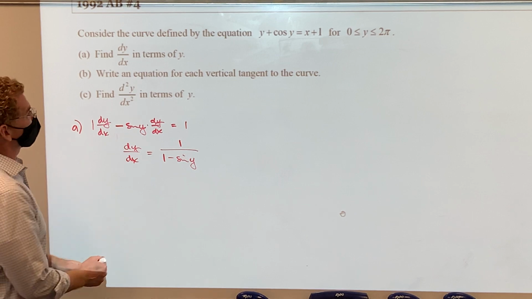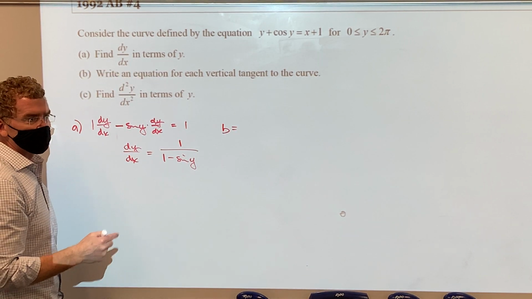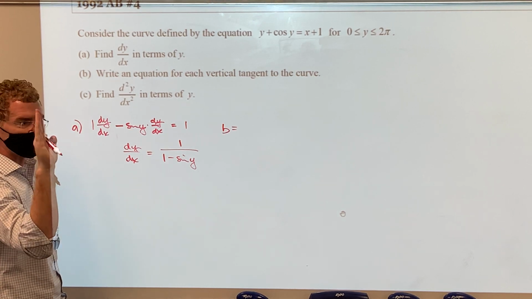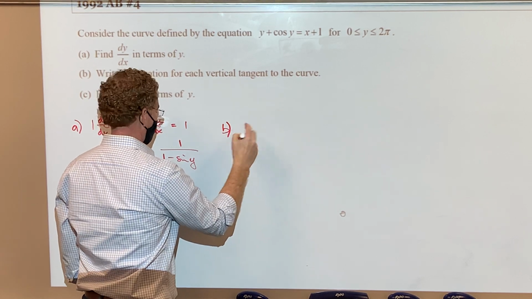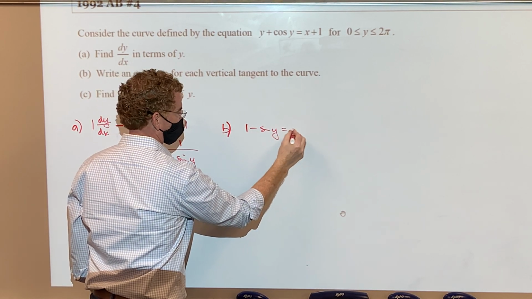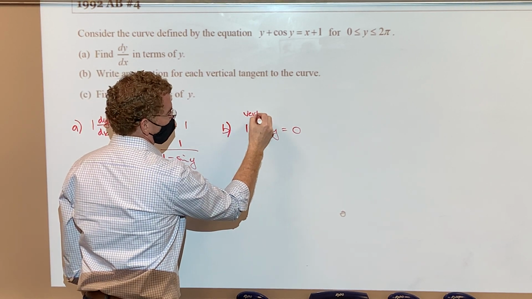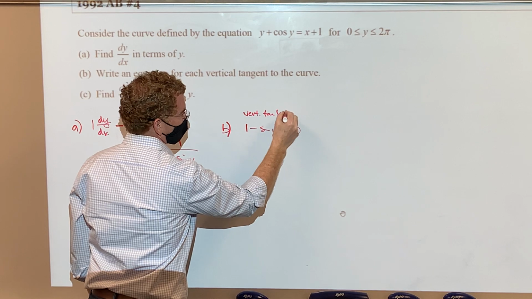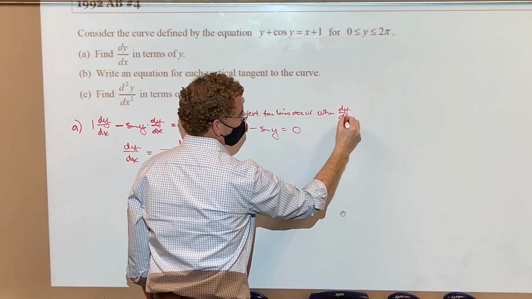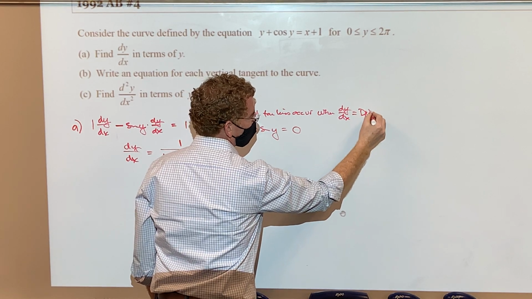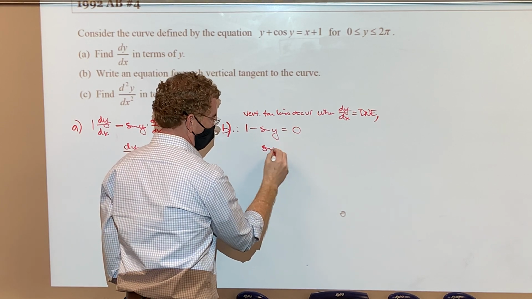So for part B, write an equation. I want to know where, if it's vertical, it's an undefined slope. So I'm going to take 1 minus sine of y equals 0. On the free response, I'd probably say that vertical tangent lines occur when dy/dx is undefined, or DNE. Therefore, 1 minus sine y equals 0, or sine y equals 1.